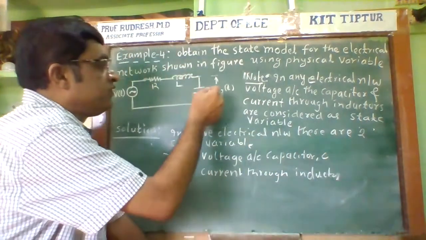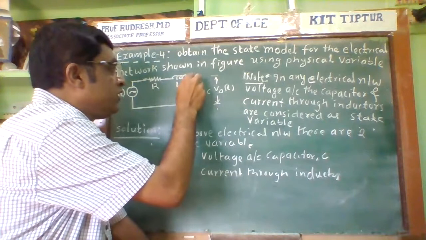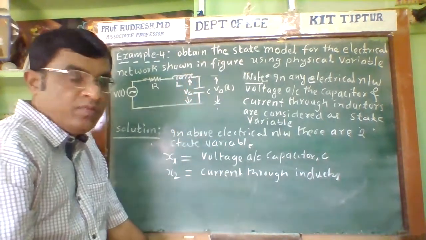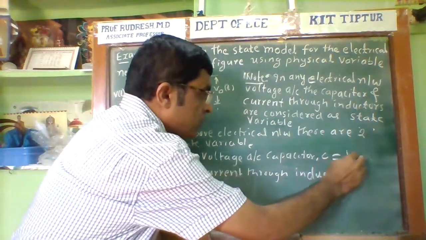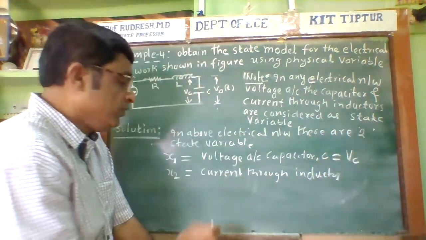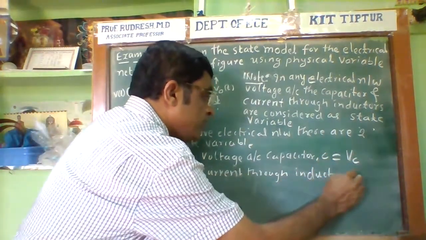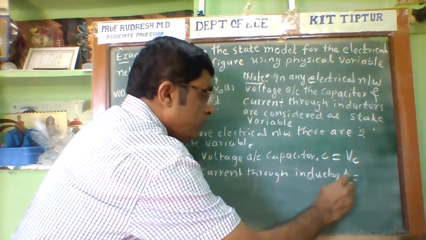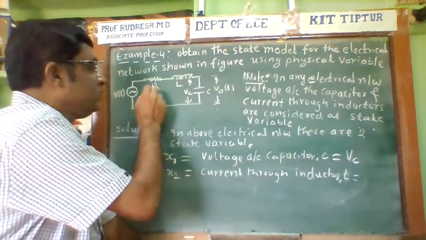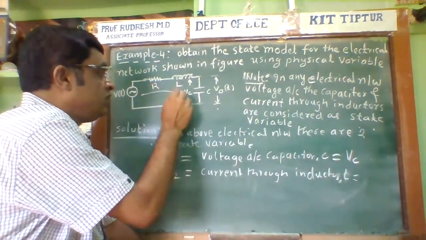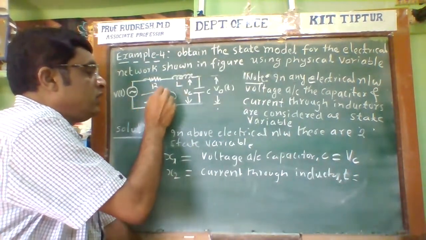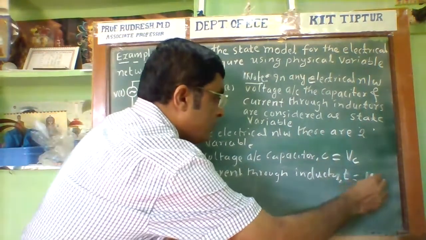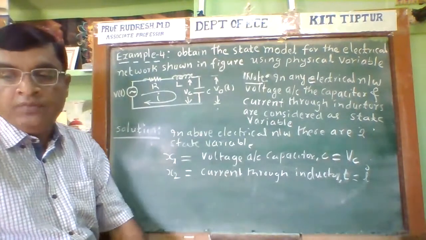Now, assigning the voltage across the capacitor: this is VC. Therefore, here the voltage across the capacitor is VC. Now, what is the value of the current through the inductor? L is the inductor, and in this particular loop there is a current I. Therefore, the current through the inductor is I.